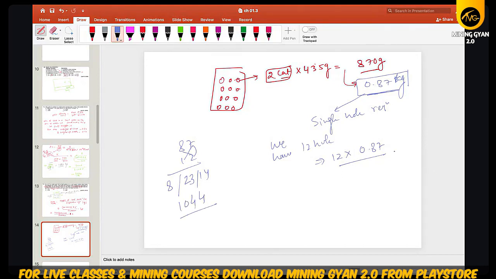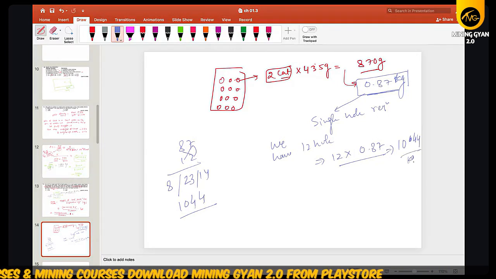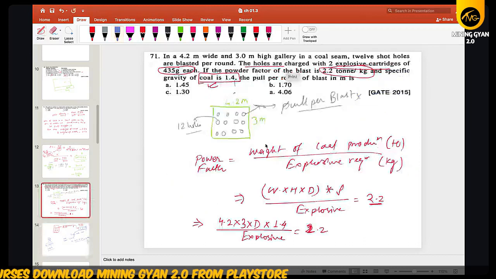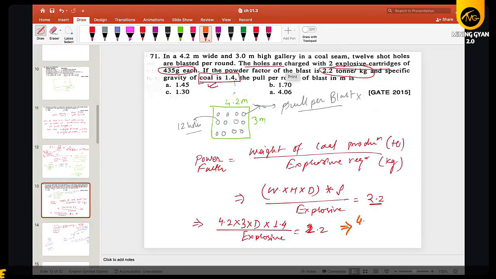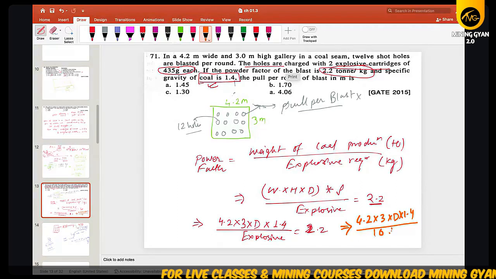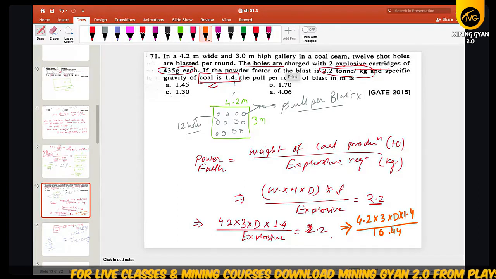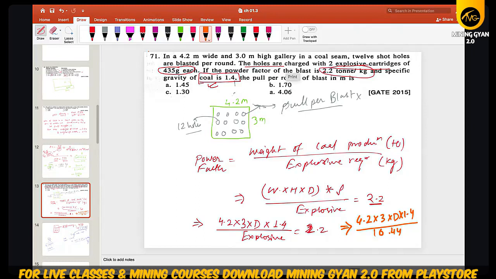So it will be 10.44 kg. Come to this question. So now, 4.2 multiplied by 3 into d into 1.4 divided by 10.44. Okay. So in this equation we only don't know d.